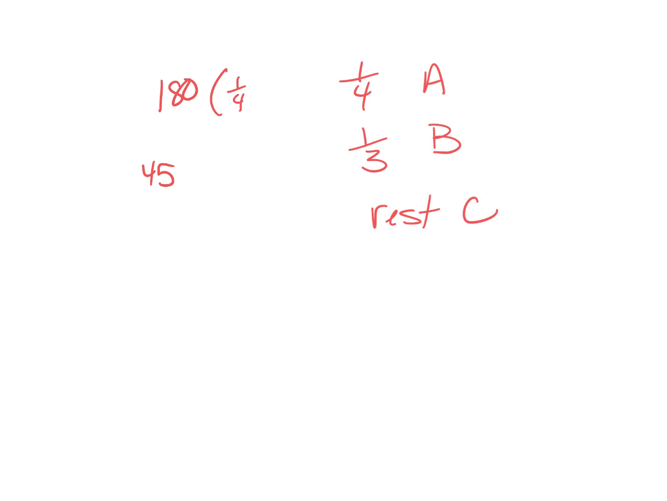And then 180 times 1/3 is 60. So 105 people got A's and B's, and there's 180. You subtract that from 180, and you do get 75 got C's.